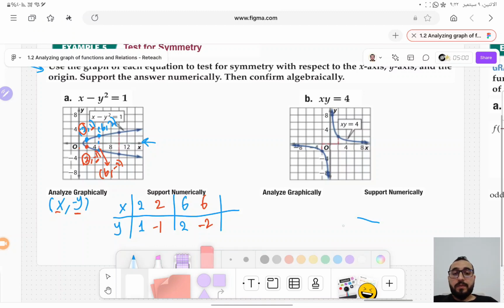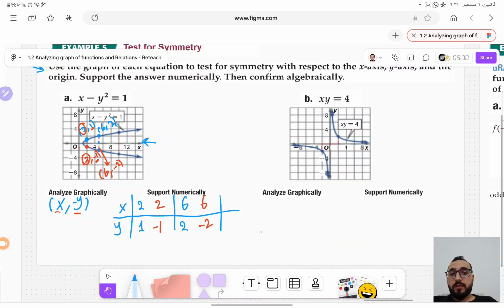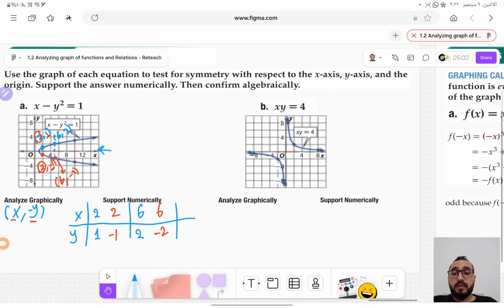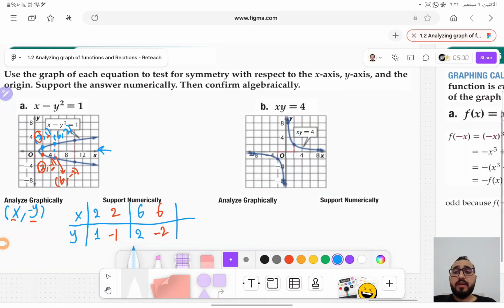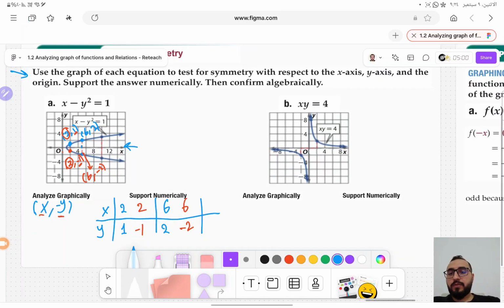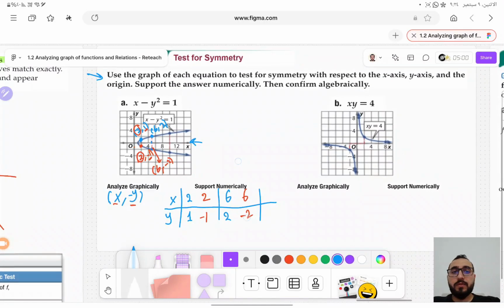Let's look at this example, the second one. Maybe you understand more. Okay, look at this question: x equals 4. Now, if you look at the question here, oh sorry, I forgot to support this one algebraically, because the question said support the answer numerically and support it algebraically. So now let me do this one here algebraically.